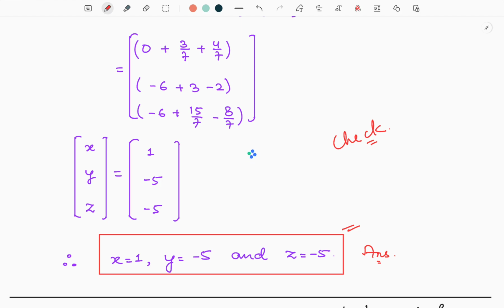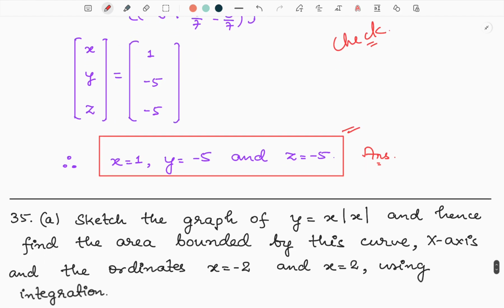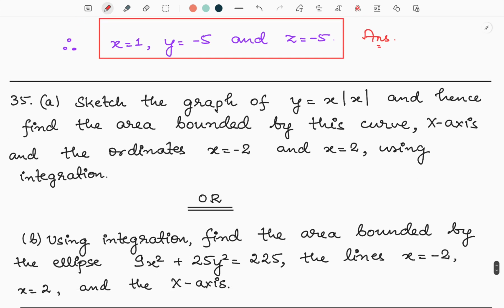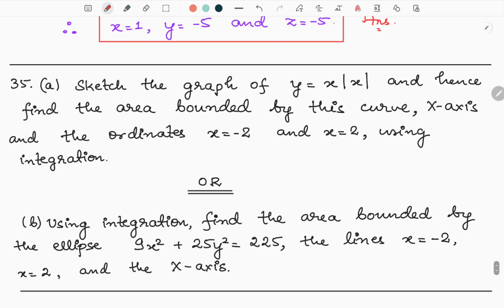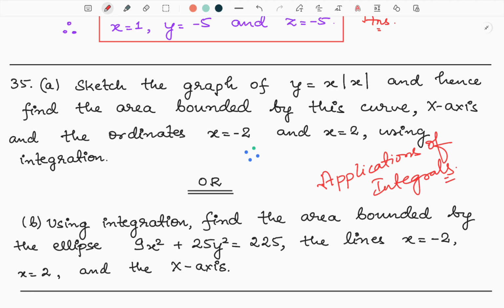Now let us move to the last question of section D, that is question number 35. Again, there are two options given in this question, and this question is taken from the chapter of applications of integrals. Here again some basic concepts are needed to solve this question. We're simply asked to draw the graph of y is equal to x mod x, and then find the area bounded by this curve, the x-axis, and the ordinates x equal to minus 2 and x equal to 2. And in the second part, an ellipse is given. We are asked to find the area bounded by the ellipse, the x-axis, and the lines x equal to minus 2 and x equal to 2.